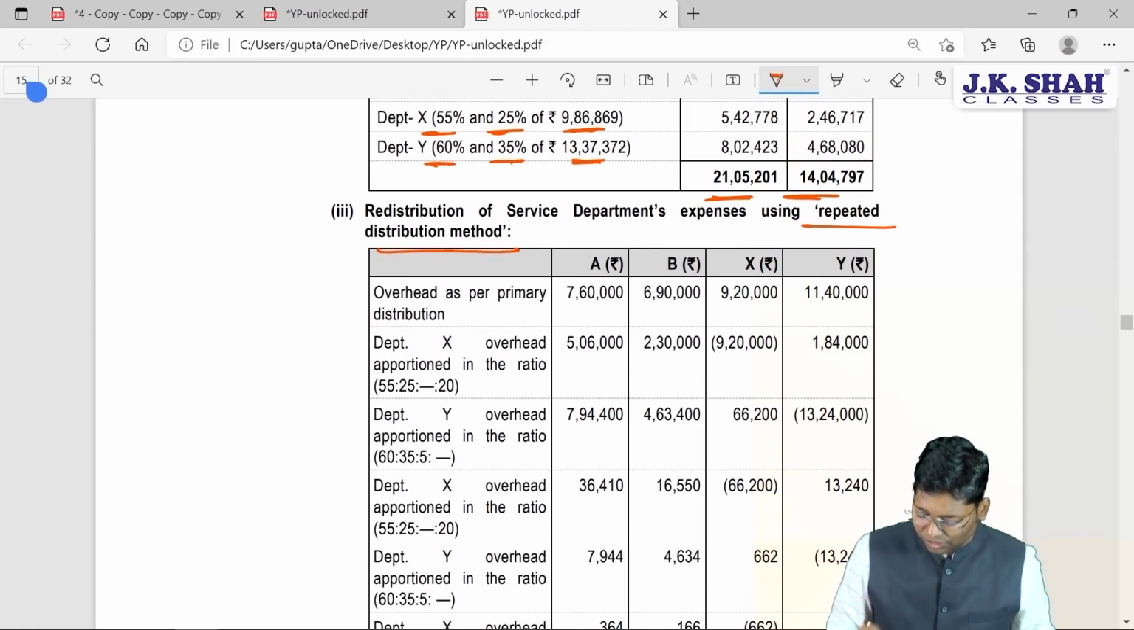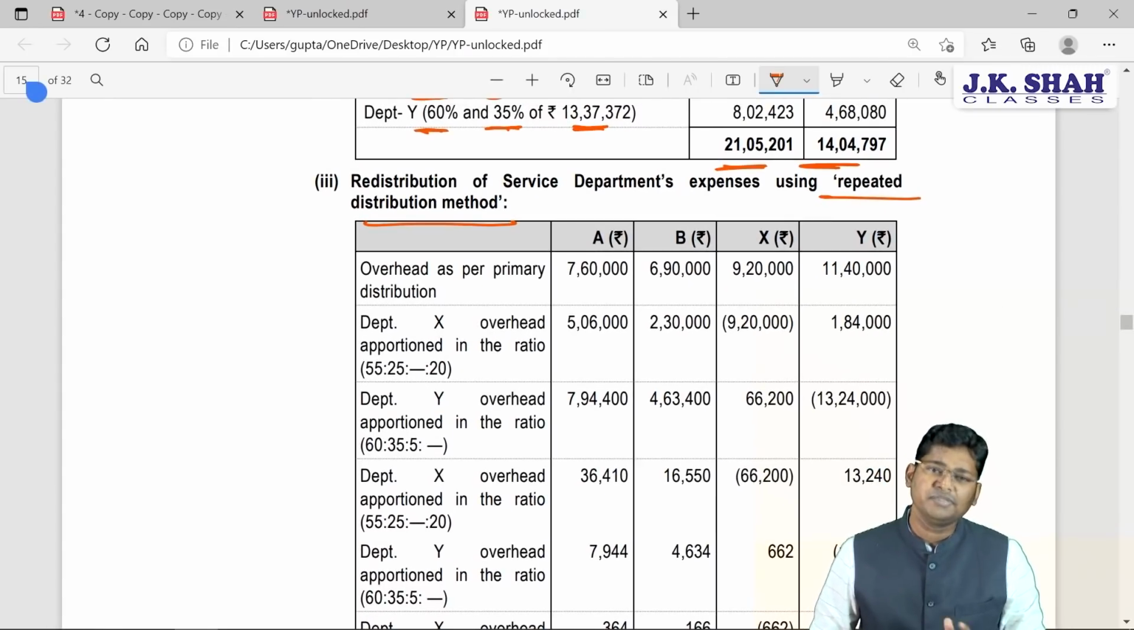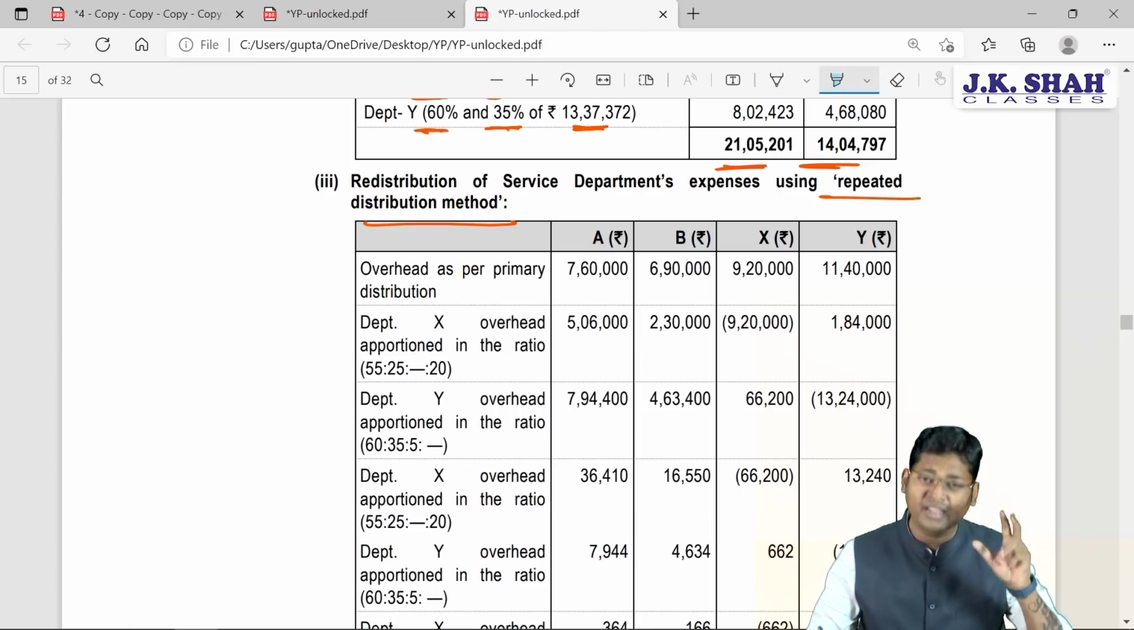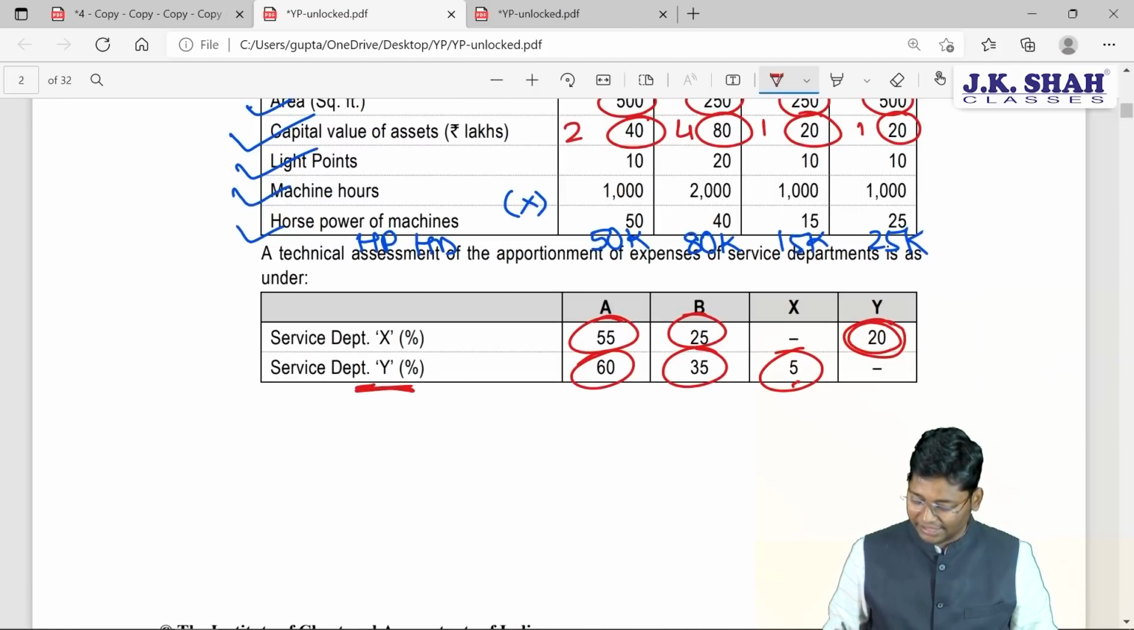This is a time consuming method, but not at all difficult. This method is going to consume time, but no method is going to harass you like this particular method. It is time consuming. Now first, all the expenses, all the overheads I have recorded here. Out of them, first I have deducted 9,20,000 in the given proportion in the table, that is 55%, 25% and 20%. I bifurcated this value in 3 parts.